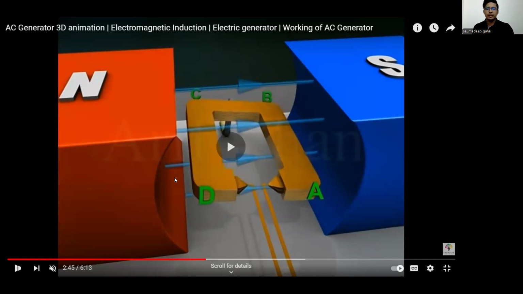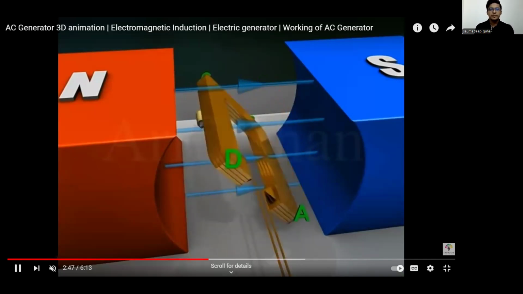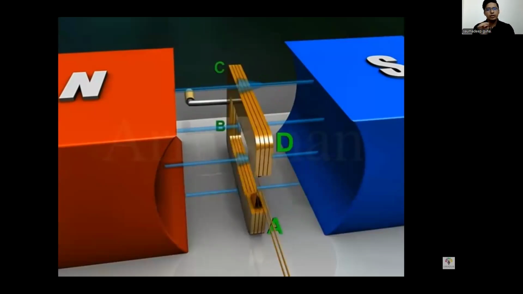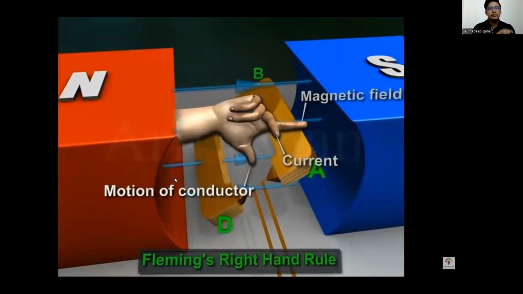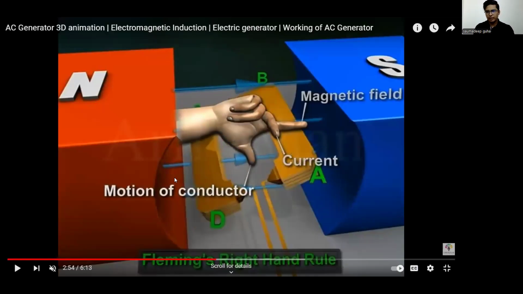Let us see. I'll show you a graph. This is how we are rotating the armature. Now, can we apply Fleming's right hand rule over here? Can we apply it? Magnetic field to be in this side.